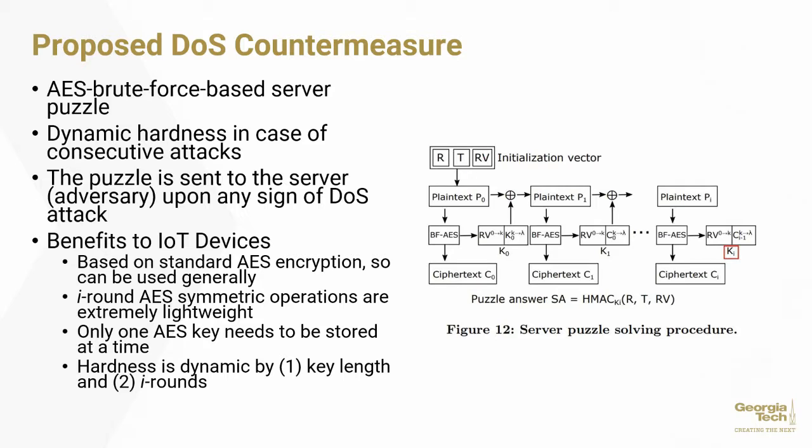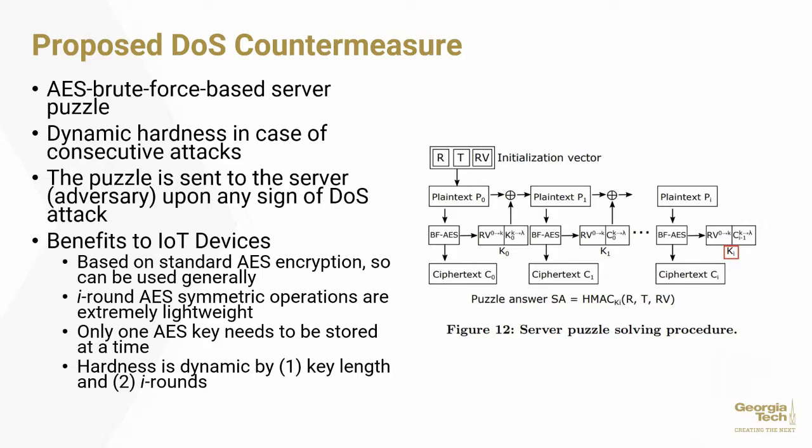Before, we discussed the limitations of existing denial-of-service countermeasures, and recalled that the authors proposed an alternative to a client puzzle. The proposed countermeasure uses an AES brute force-based server puzzle that dynamically adjusts the hardness in case of consecutive denial-of-service attack attempts or advanced adversaries. The server puzzle is sent to the adversary upon detection of a denial of service, and it is required to solve a k-bit I-round AES brute force problem. To verify the answer, the device only needs to perform a single hash operation.